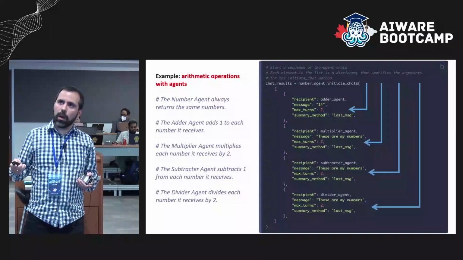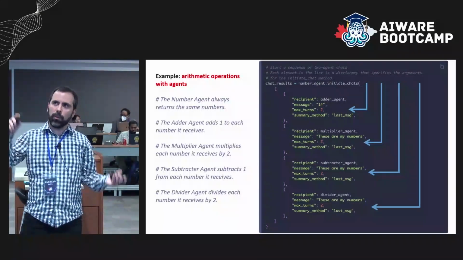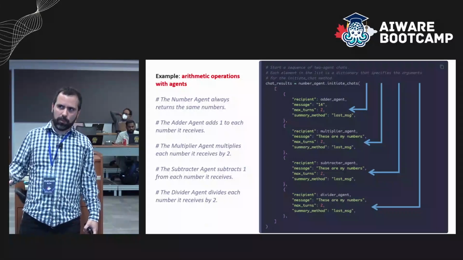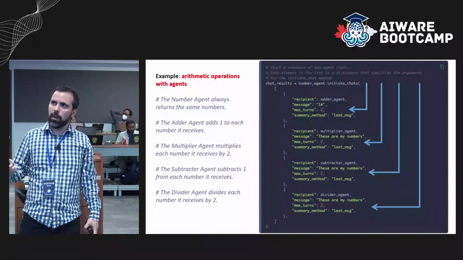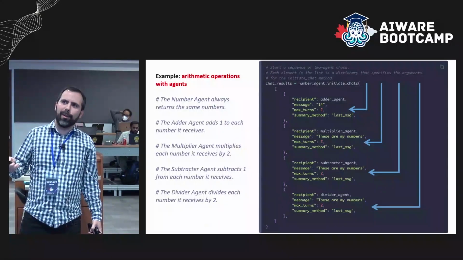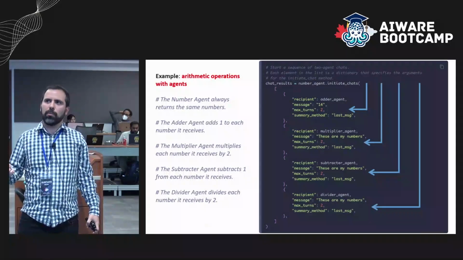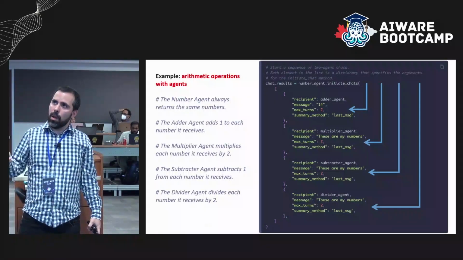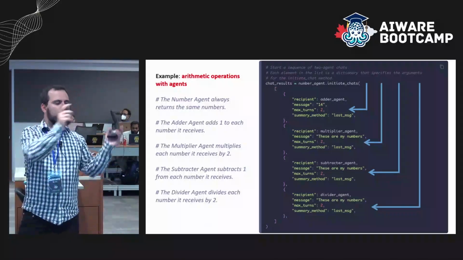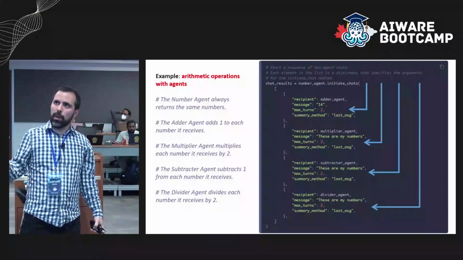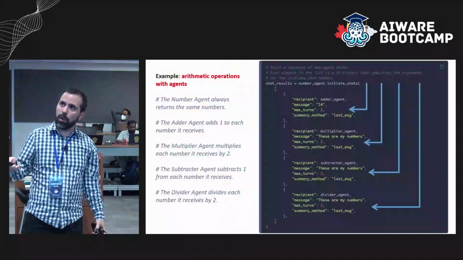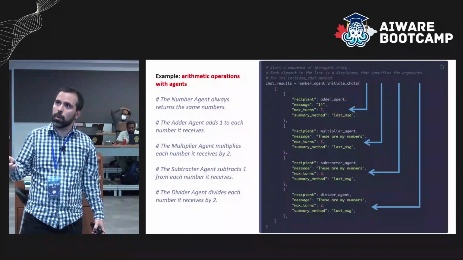So how does this work? Assume we want to do, again, simple arithmetic operations using agents. So I'm just defining a whole bunch of agents, and adder adds a number, and multiplier multiplies by 2. So these are just very simple agents, right? You would define them as we saw before. But in terms of chat, for the sequential chats, this is kind of how it works.